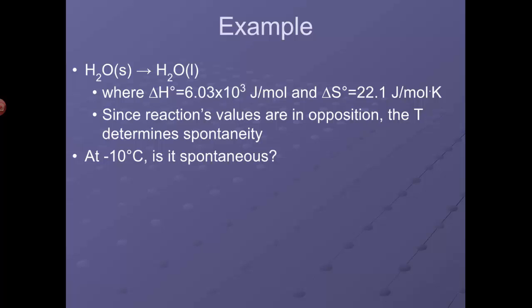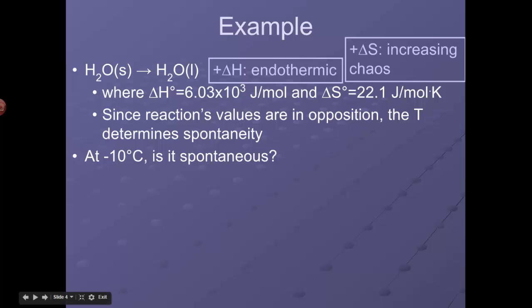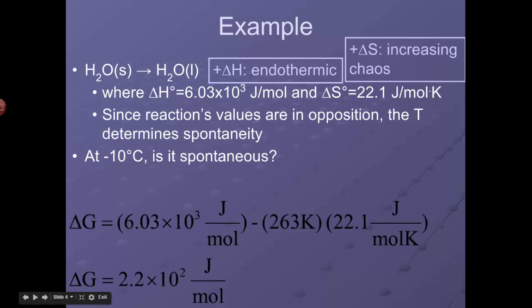So at negative 10 degrees, is this a spontaneous process? Well, qualitatively, we know that ice won't melt spontaneously at negative 10 degrees. It isn't, but can we prove it? Well, delta H is endothermic, and delta S is increasing, so let's prove it. Delta G is equal to delta H minus T times delta S. Make sure your units match. We get delta G of 2.2 times 10 to the second joules per mole.